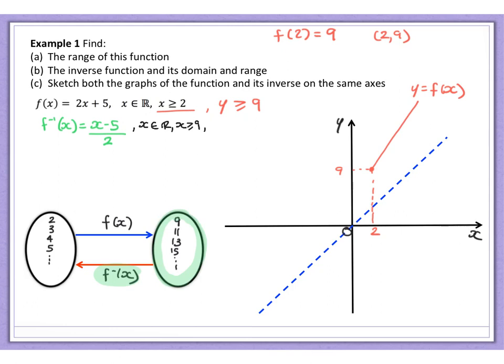Now, for the inverse function, if we sub in 9 into that inverse function, that's 9 take away 5 divided by 2, that gives us obviously a value of 2, which means the inverse function starts here at the point 9, 2. Now it's the graph of a half x minus 5 over 2, so a straight line with a gradient of a half, so it looks like that.